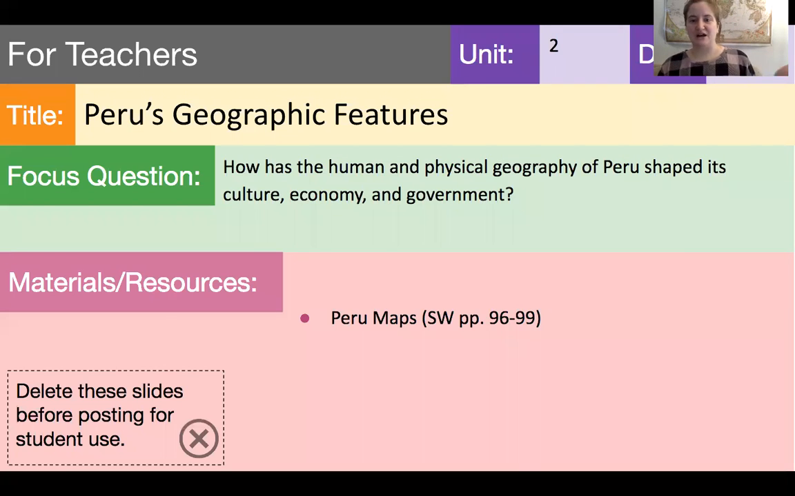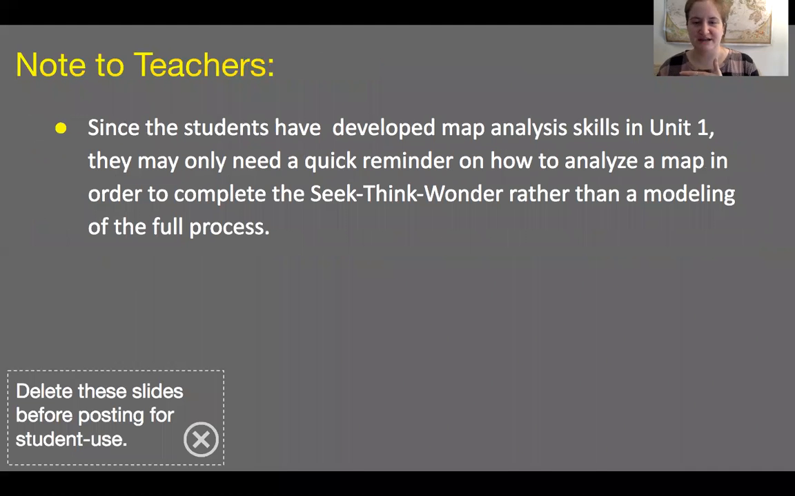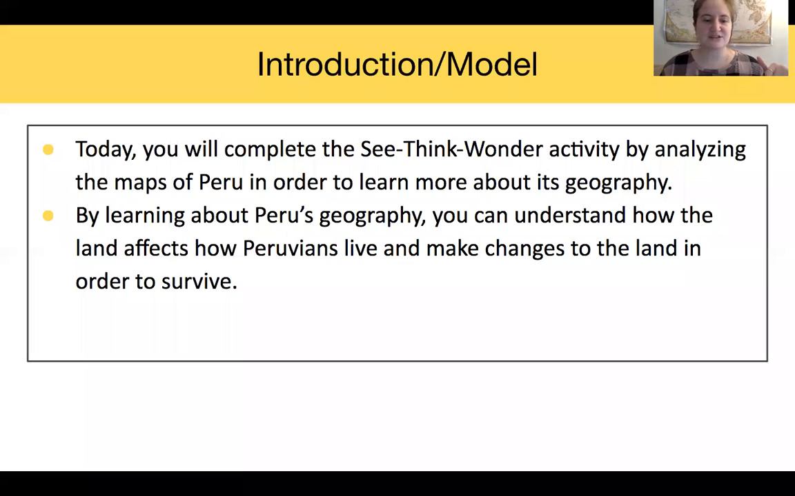Now we have a unit a little bit later on where they're still looking at a map, still using a map for this routine. And although they've developed some map analysis skills, this serves as a good reminder. So they're going to complete the SeeThinkWonder routine in this lesson, thinking about a specific goal in mind, which is how the people of Peru live and make changes to the land.